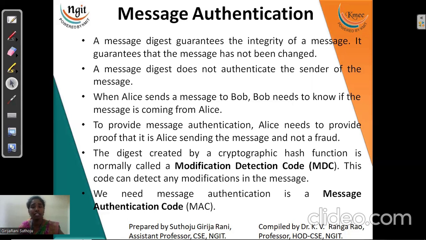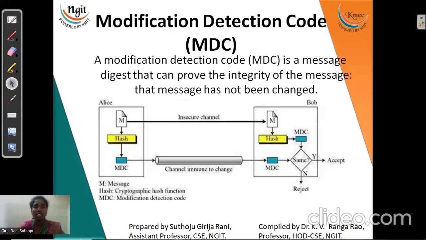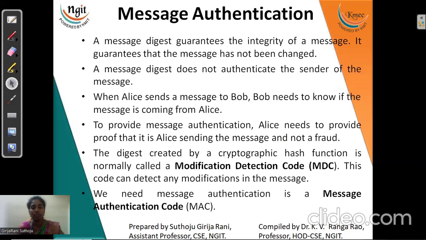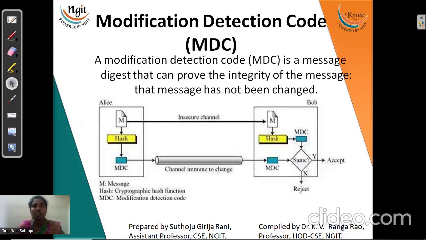Now we have another thing, that is the message authentication code. Message authentication code is nothing but we are going to talk about who is sending the data exactly, right? So this is about modification detection code. In the modification detection code, we are going to check the integrity. There should be no message changing, right?